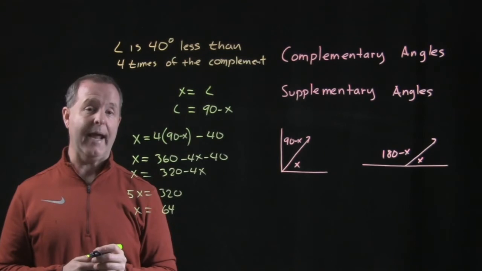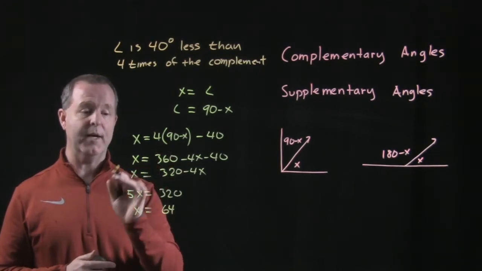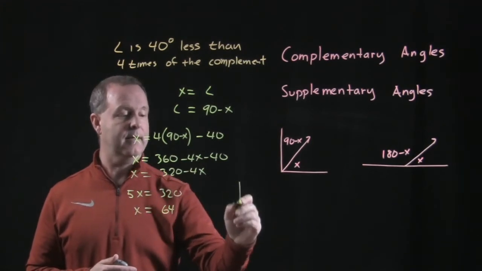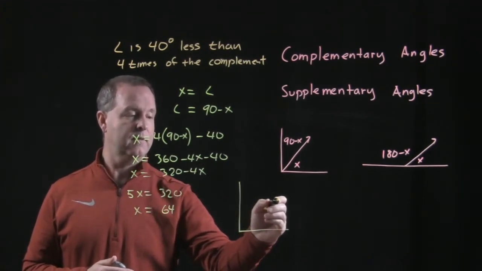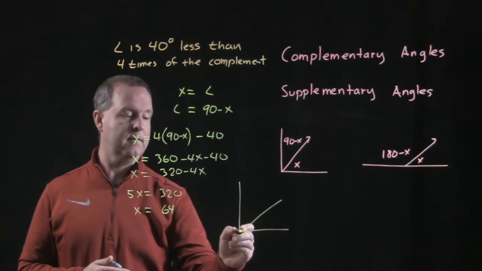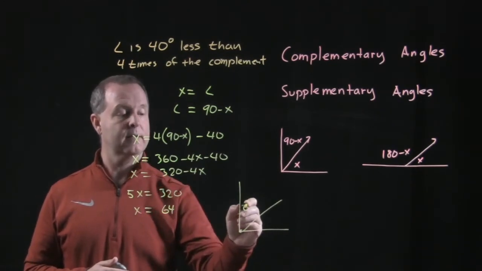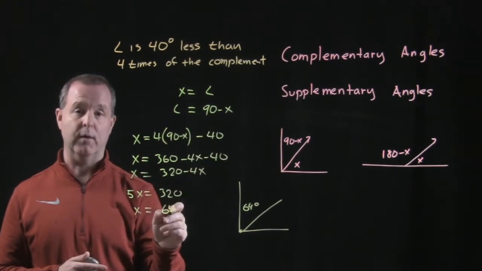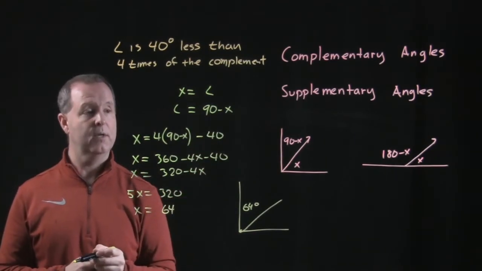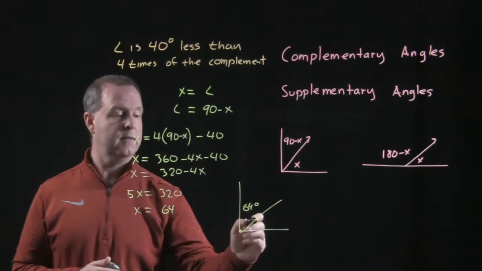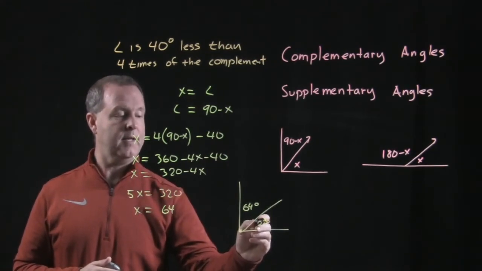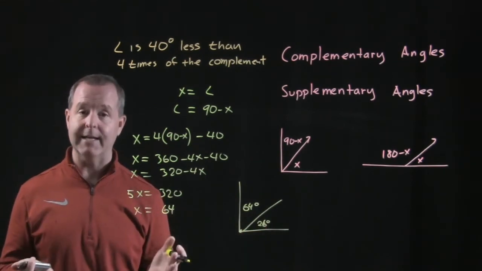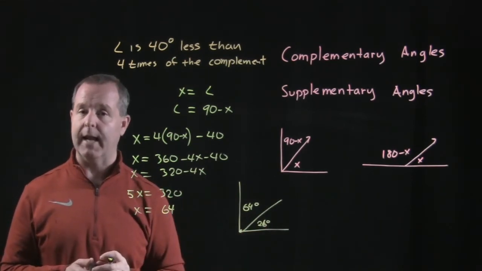So what are the two angles in my particular situation to make this true? Well, x is 64. So if I had complementary angles, one is 64 degrees. The other one's going to be 90 minus 64 degrees, which is this complementary angle, which gives me what, 26? 26 degrees. And then 64 plus 26 add up to 90 degrees, which are my complementary angles.